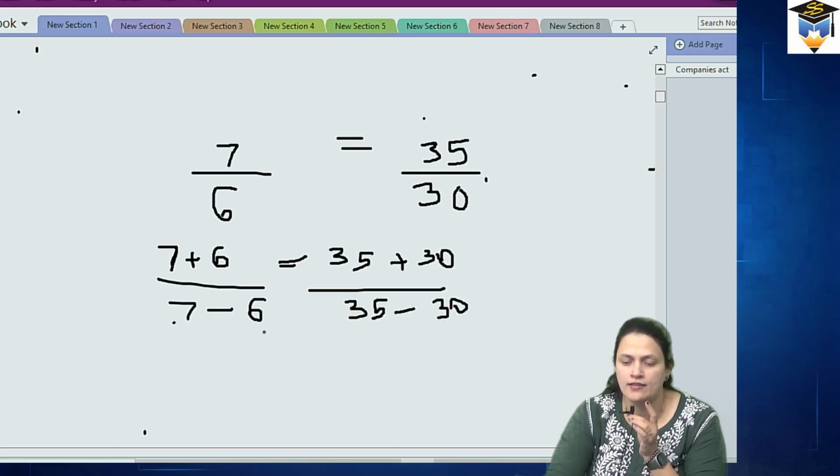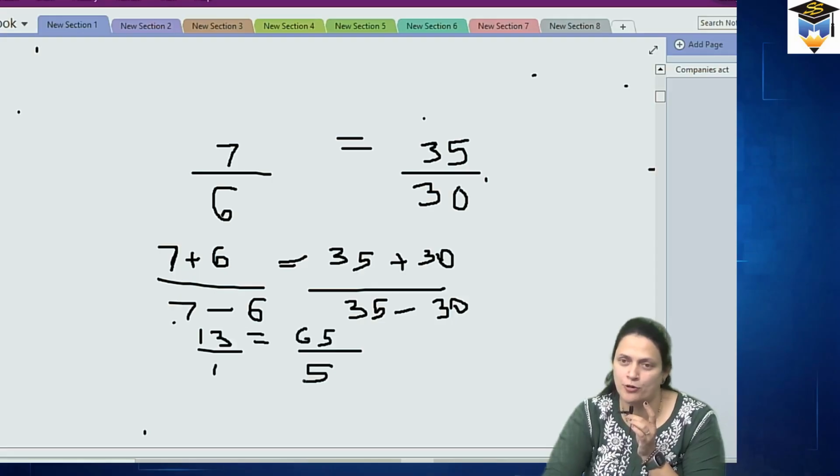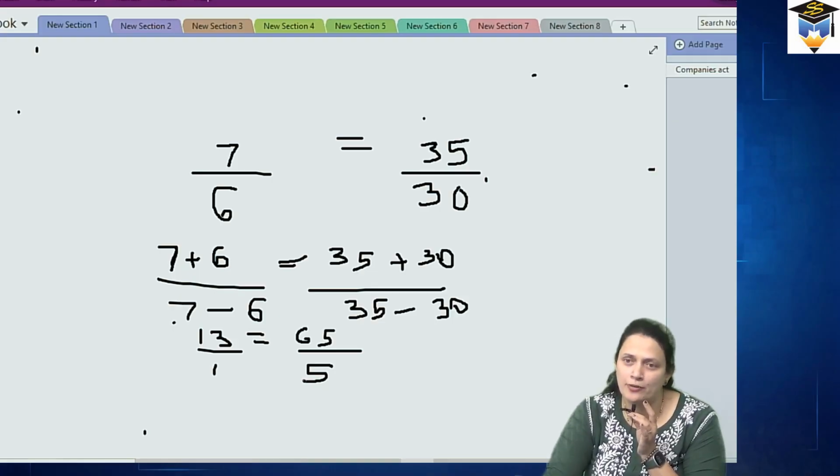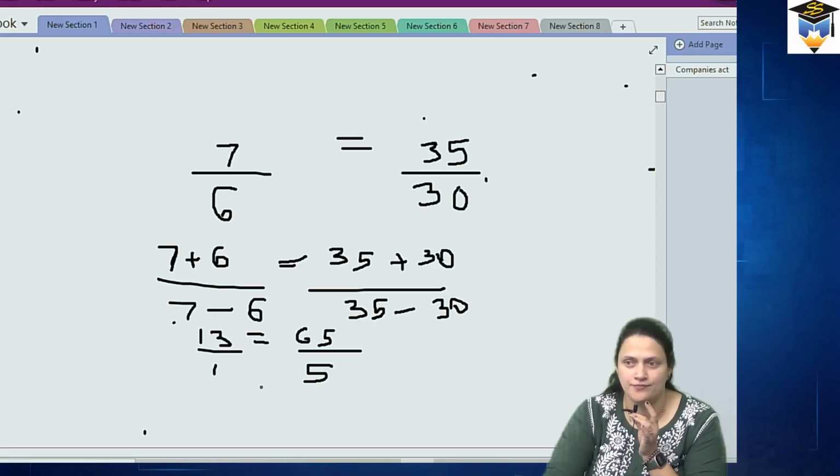So what's the answer? 7 plus 6 is 13 upon 1, 65 upon 5. Are they in the same ratio? Are they in proportion, both the ratios? How come? Why are you saying no? How to check whether they are in proportion? Cross multiply and see. You get the same answer. That means they are in proportion.